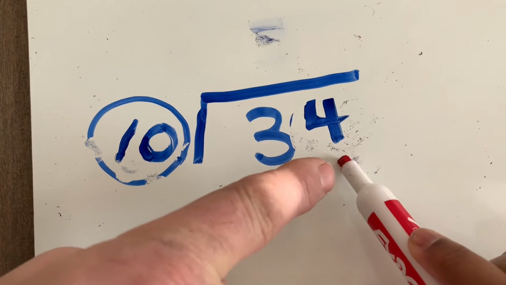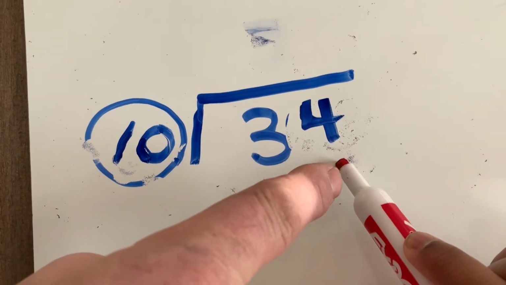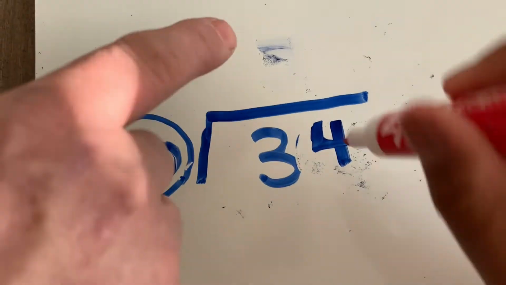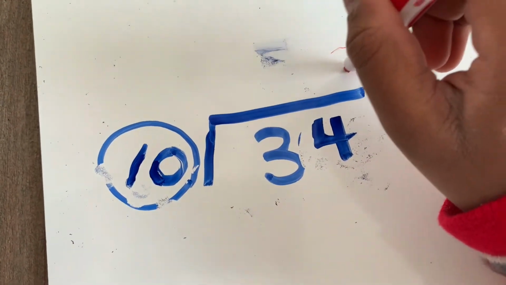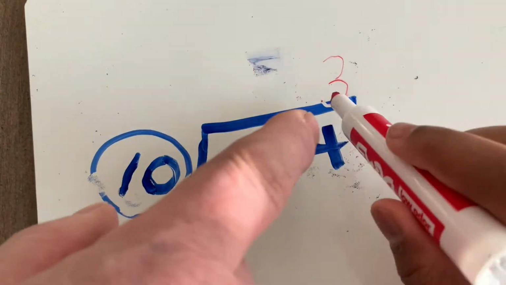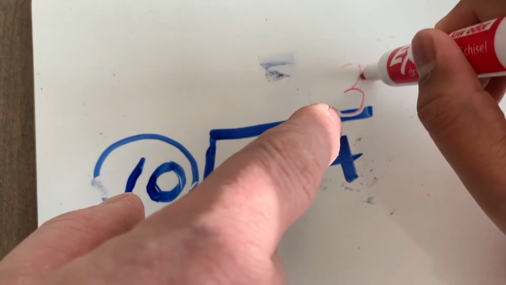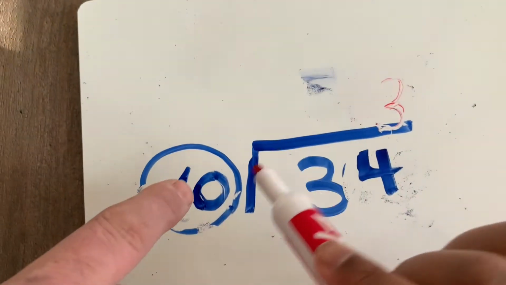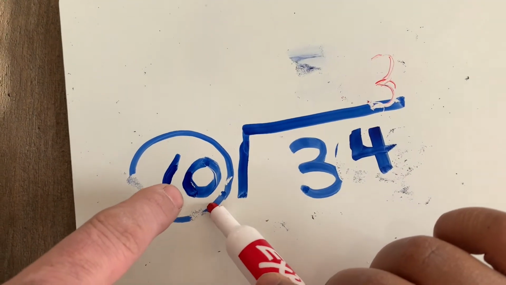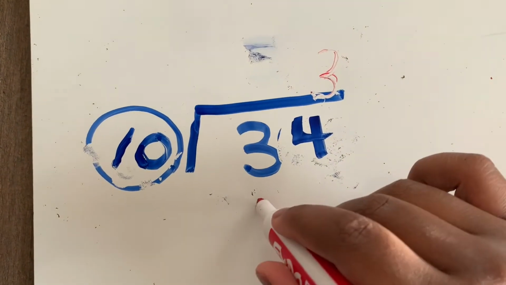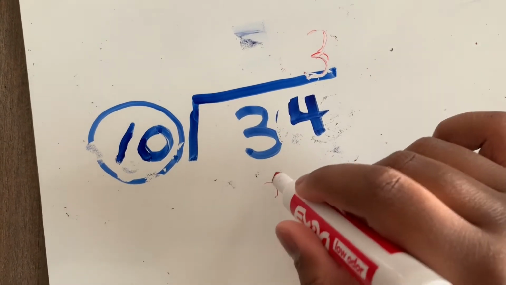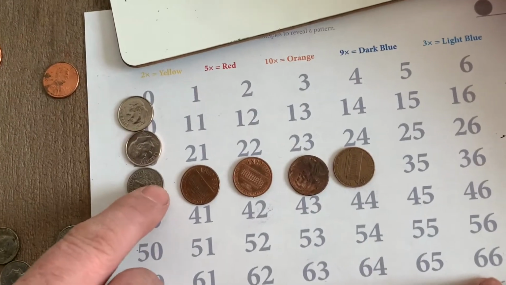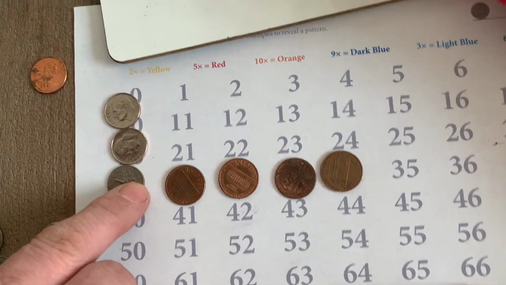34. Don't move. How many tens can you get out of 34? How many dimes? 3. Nice. Don't move it. 3 dimes is going to be worth what? 3 times 10 is... Nope. 3 times 10, look, what are the 3 dimes here? What are they worth? 30. Correct.